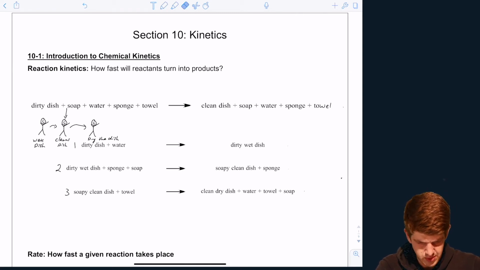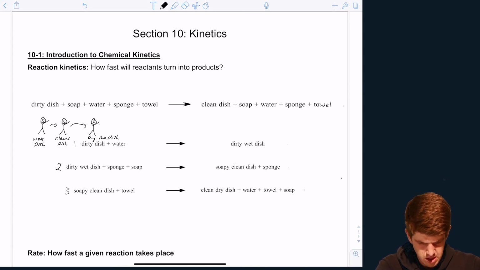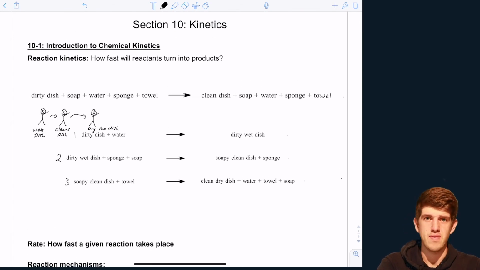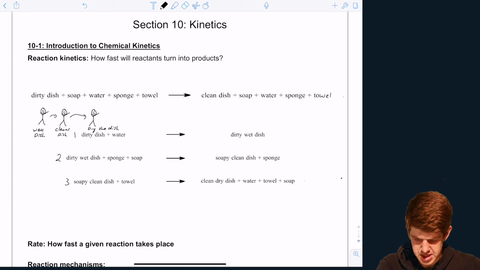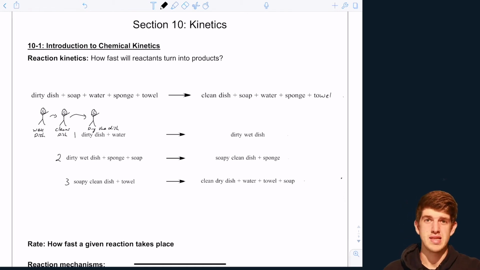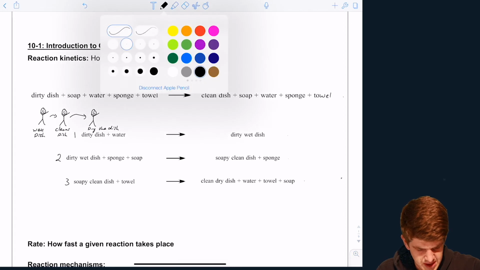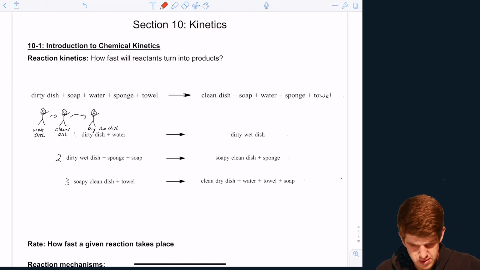So, now that we're kind of done with that, let's just say real fast, what is the overall reaction here? So we know everything that we started with. We started with a dirty dish, soap, water, sponge, and towel, and we ended with a clean dish, soap, water, sponge, and another towel. So let's see. We're just going to look and see what's on the left side of this reaction, what's on the right side. So if there's something that appears on both the left and right side, we cancel it out. And we'll do that by looking at the actual mechanism here.